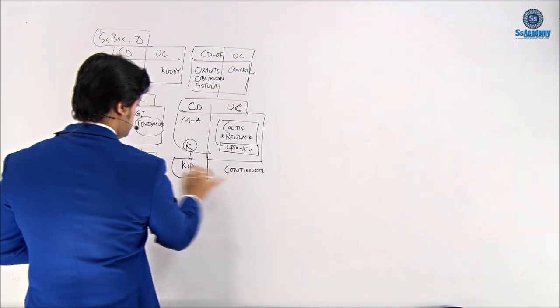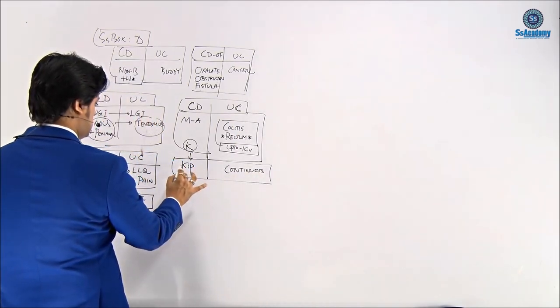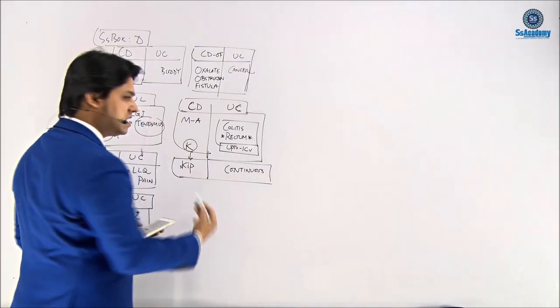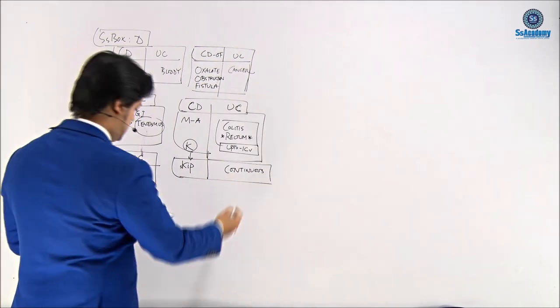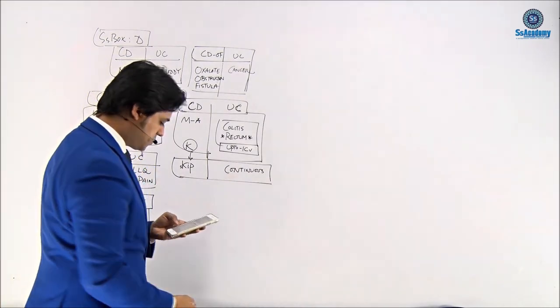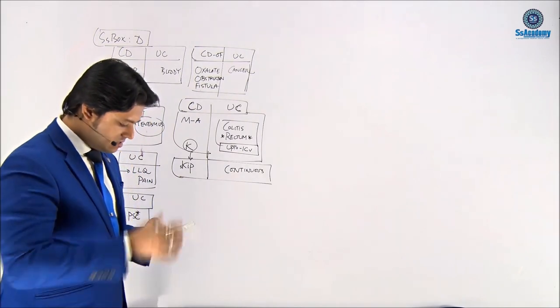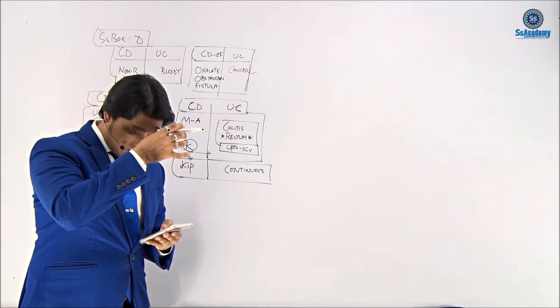The way I'm writing, my dear, just write it down. So yes, Crohn's disease, the skip lesion, and continuous disease is ulcerative colitis. Histology.